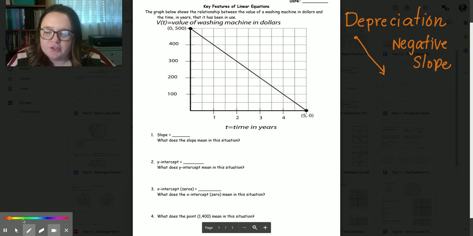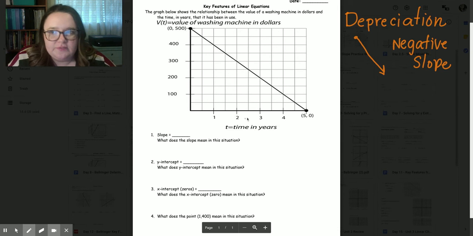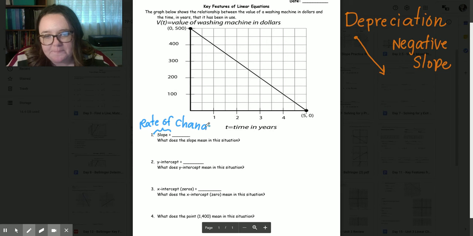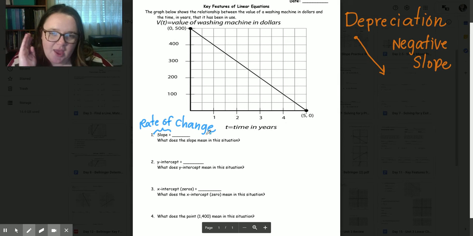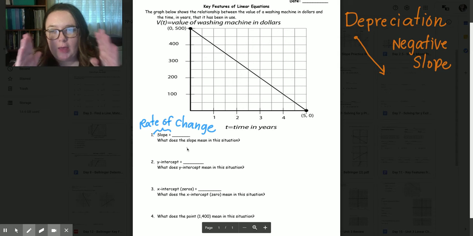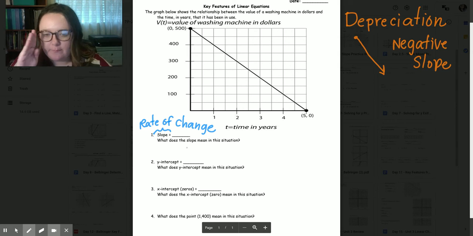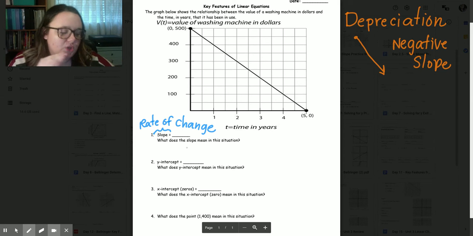So my first question says, slope equals blank. Let's figure out what the slope is. Remember that slope can also be called, or is the same thing as, rate of change. And I am mentioning this because when we're talking about a real world situation, sometimes it makes more sense to call it rate of change because I can say from year 1 to year 2, how much did it change? What rate did it change from year 1 to year 2, right? So let's look at that.